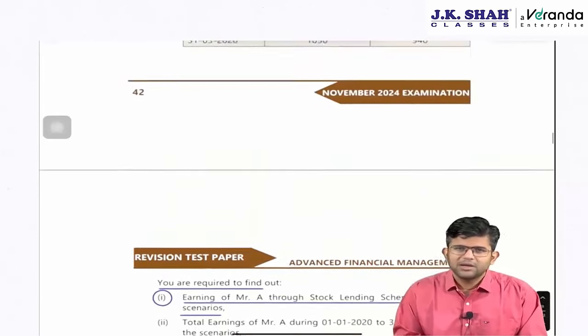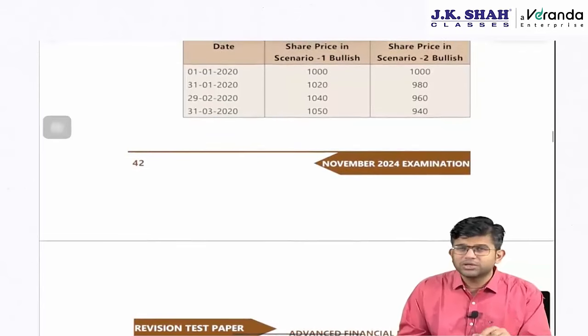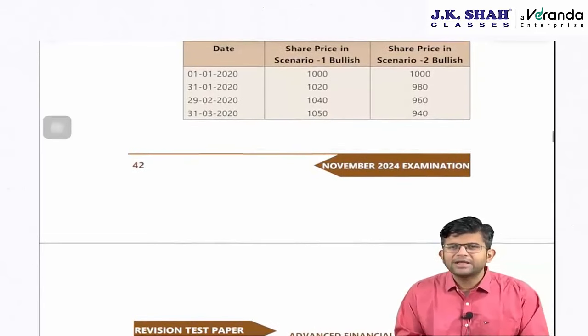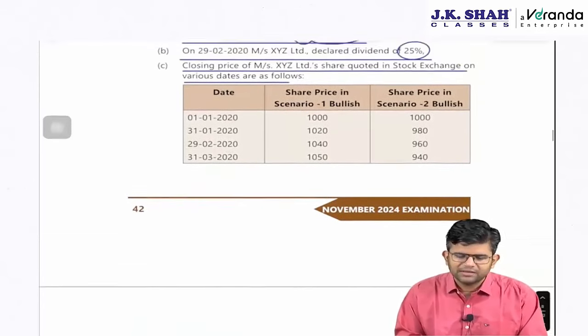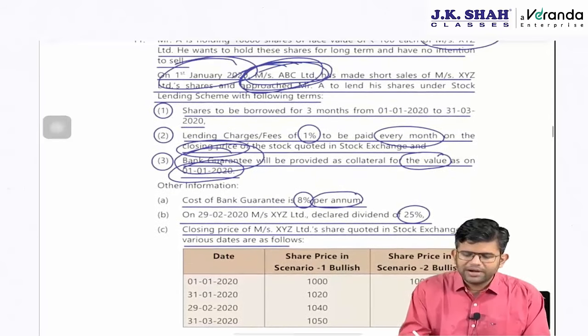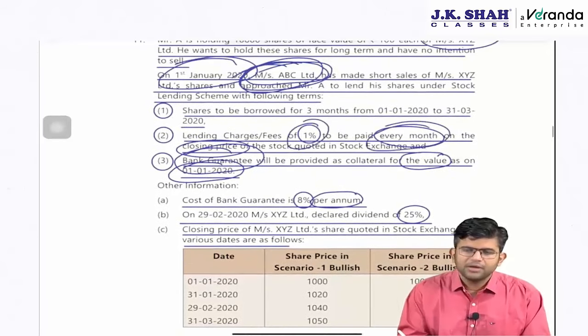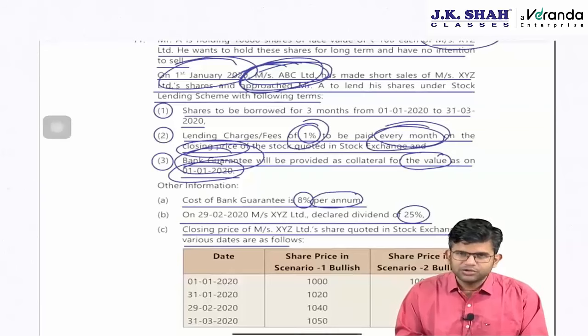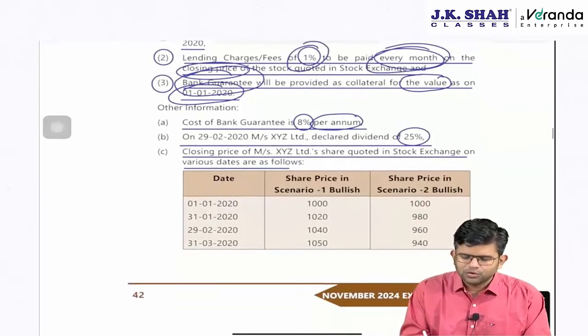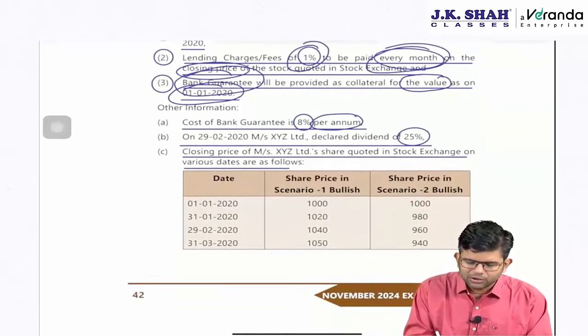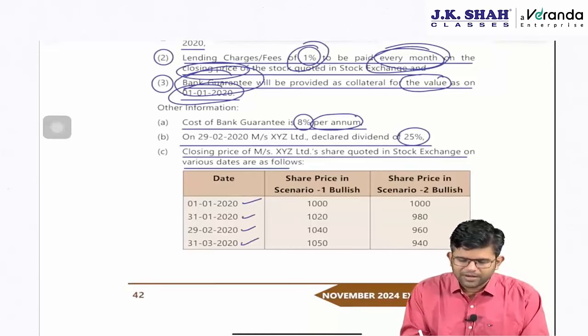So students, what is Mr. A earning through the stock lending? Can I say lending charges? Whatever lending charges are there, that he will earn. What are the lending charges? 1% of every month end closing share price. So do you realize now they have given you all this. So this is today and this is end of Jan, end of Feb, end of March.